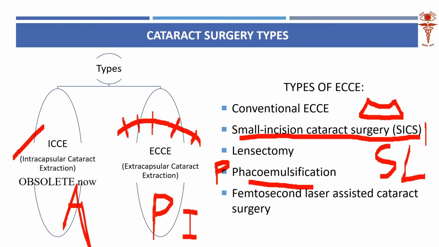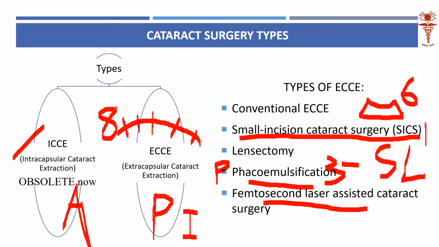So this phacoemulsification is very good because it only produces a very small wound, just a 2.8 millimeter wound. That is the advantage. If you take ECCE, it will make almost 8 to 9 millimeters of incision. If you take SICS, it will usually make a 6 millimeter incision. If you think of phacoemulsification, think of a 3 millimeter incision. So the advantage is making the incision smaller and smaller.